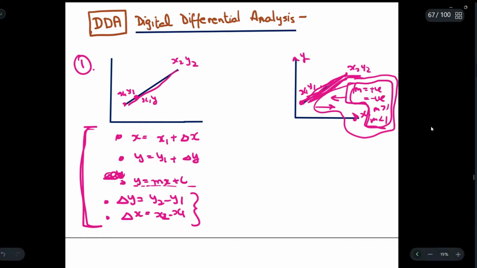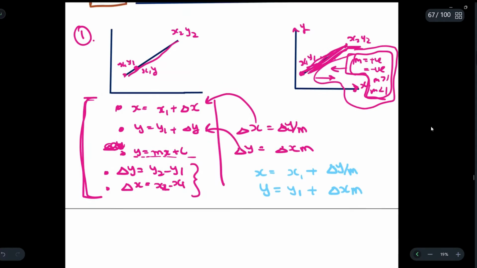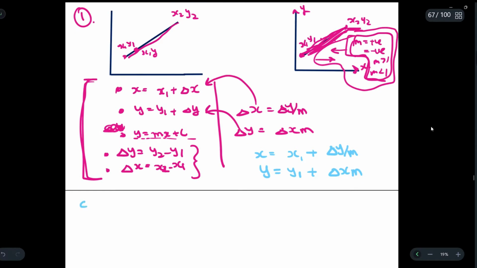And now we will see that del x is equal to del y by m, and del y is equal to del x times m. So now we will be putting these in these two equations. On doing so, you will get the value of x as x1 plus del y by m, and you will get the value of y as y1 plus del x times m. Now let us consider the first case, that is case 1, in which we will have different scenarios.